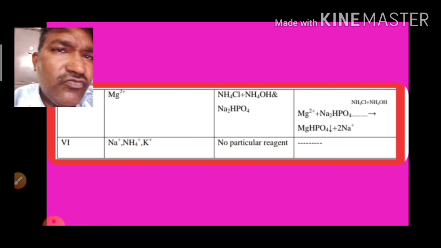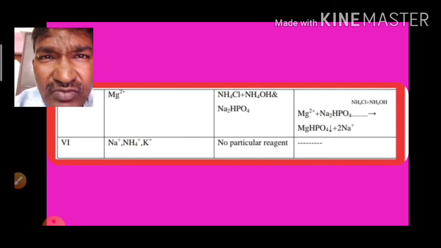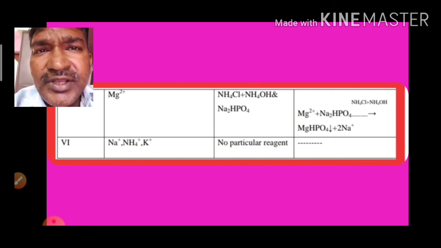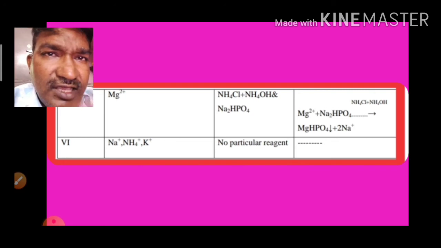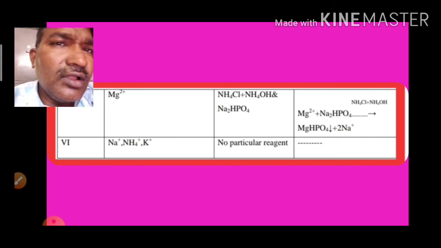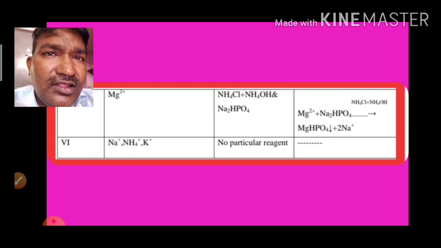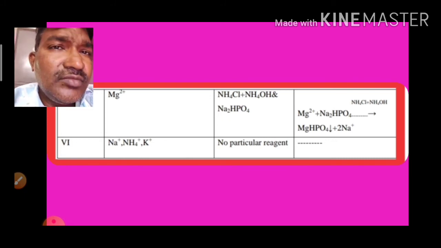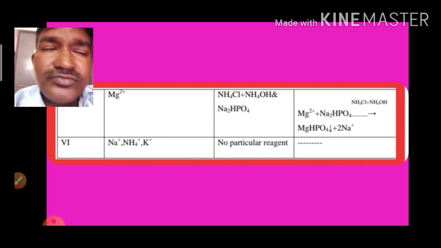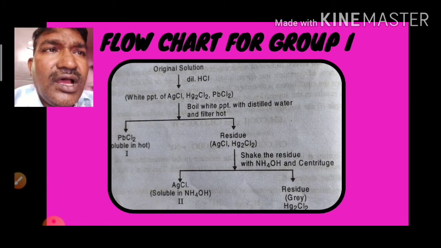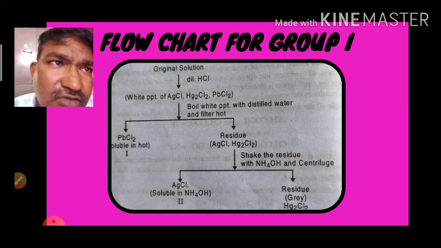So here for them we call it confirmatory test only. In the case of this group we don't call it identification test, we directly call it the confirmation test, because each cation has its own test. Now we go to the flow chart of group 1.